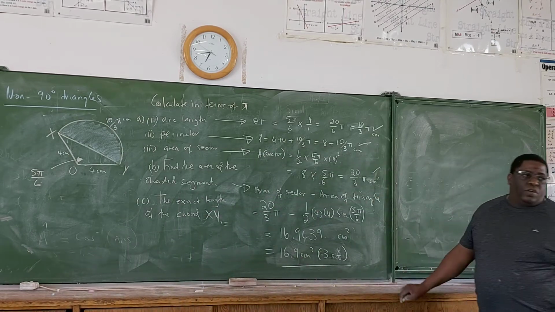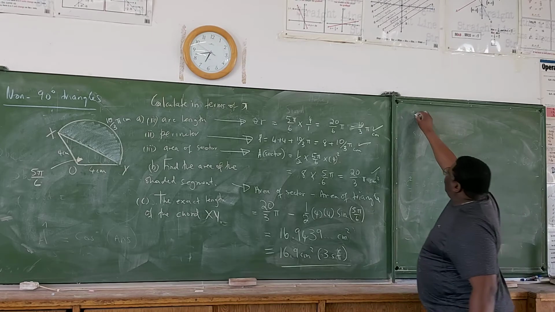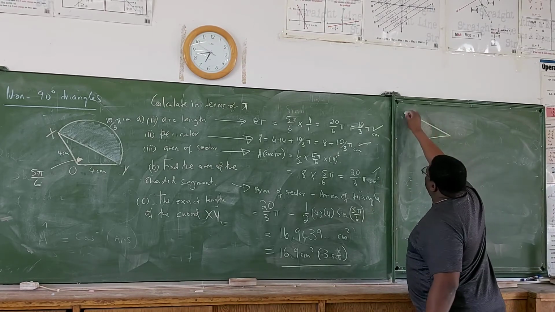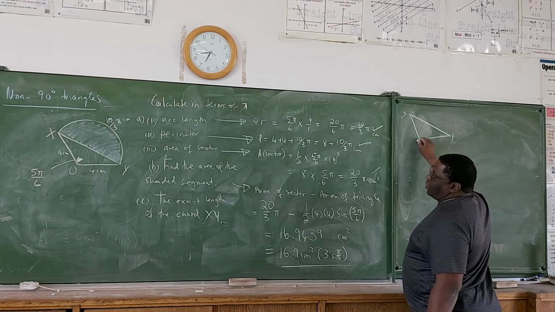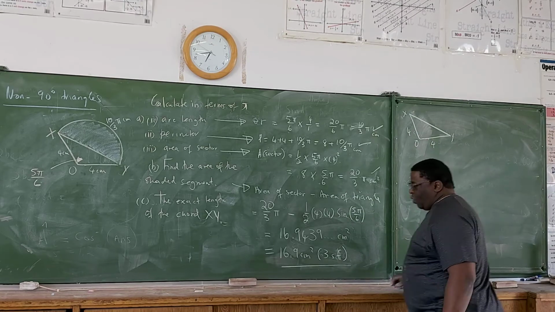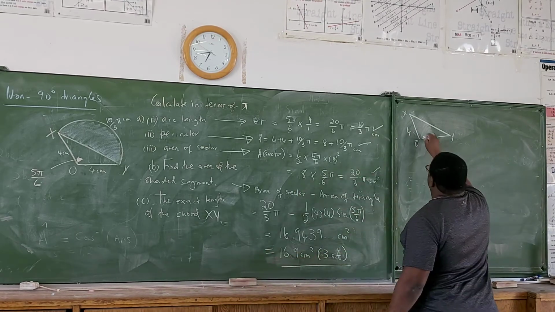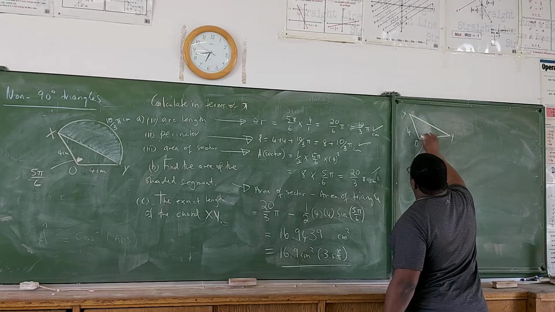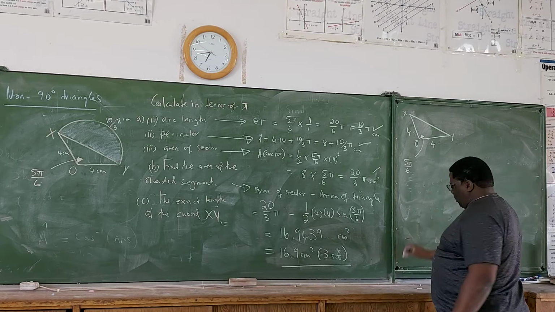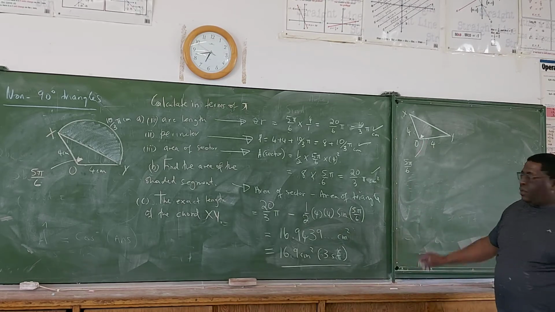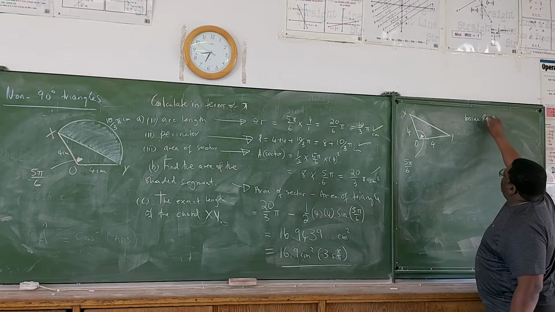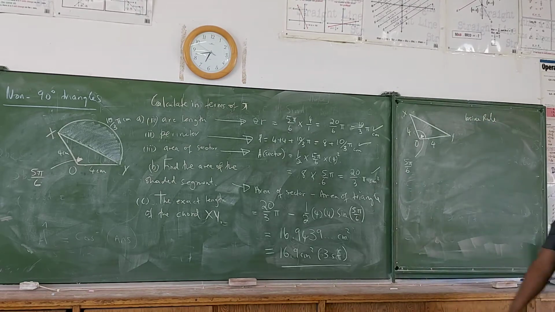Part C, we are looking for the chord XY. So what we have here is this is O, that is 4, that is 4. What is this angle here? This angle here is 5 pi over 6. I'm just writing it like that because there is no space there. So which rule am I going to use? I'm going to use the cosine rule.